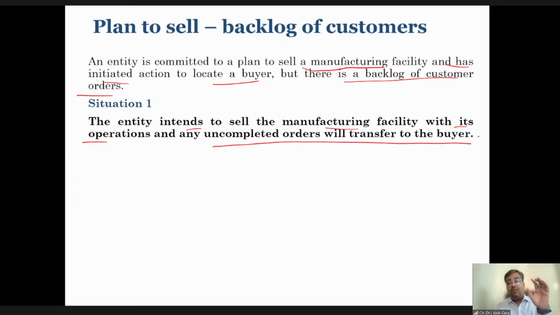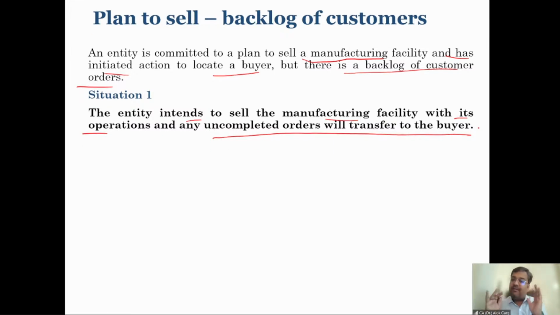Whatever is the present condition, it is available for sale. Why? Because it is saying that the entity wants to sell the factory with its entire operation, and whatever uncompleted order will be there, it will transfer to the buyer.